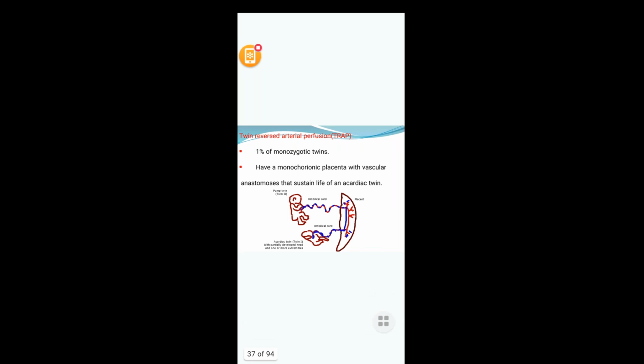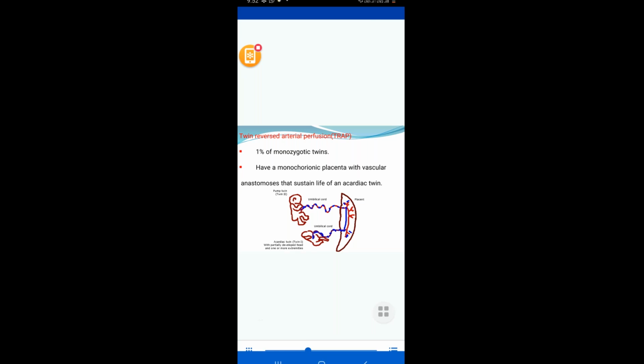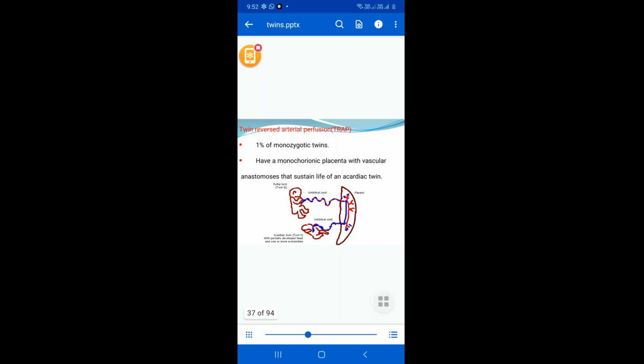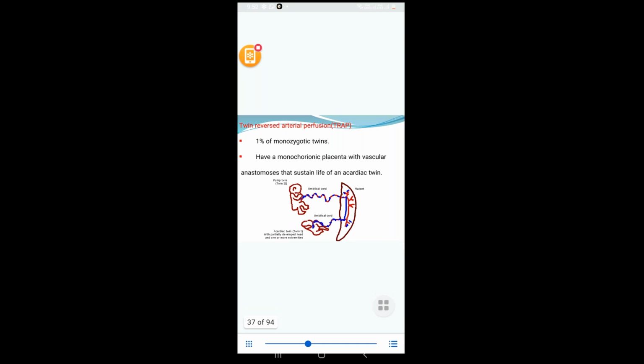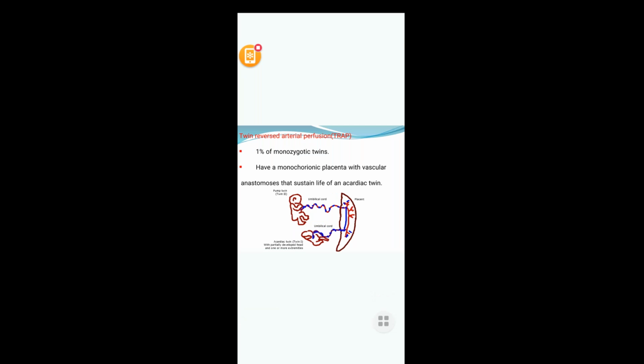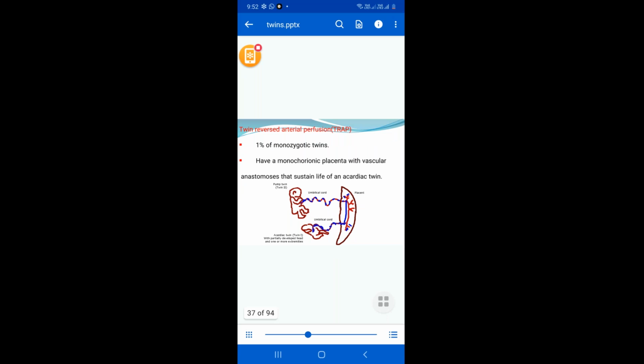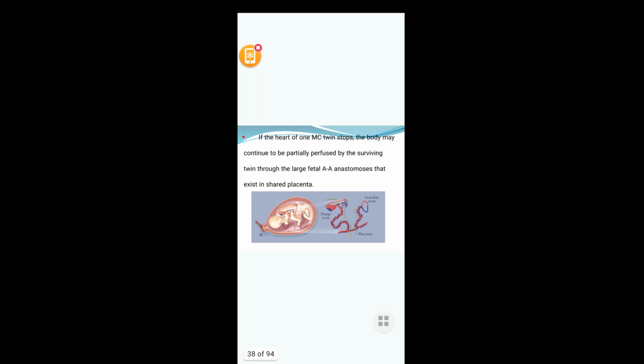Coming to the next, twin reversed arterial perfusion, which is seen in 1% of monozygotic twins. They have a monochorionic placenta with vascular anastomosis that can sustain the life of an acardiac twin. Here there will be a monochorionic, that is single, placenta. Twin 1 will not have a heart, but twin 2 will be normal. So from twin 2, blood will be supplied to twin 1. It's also called the acardiac twin.